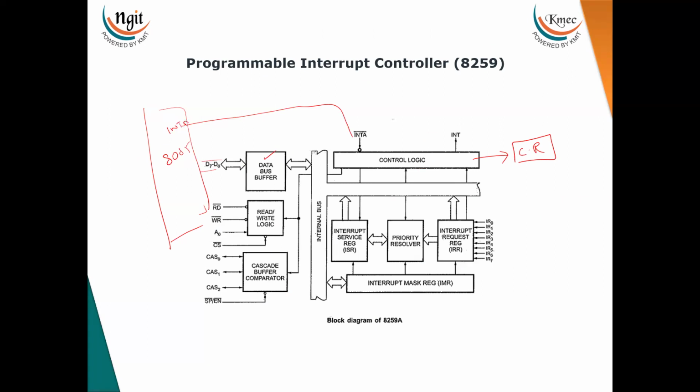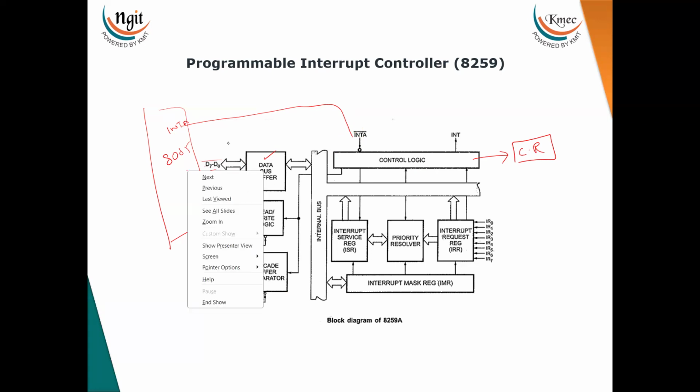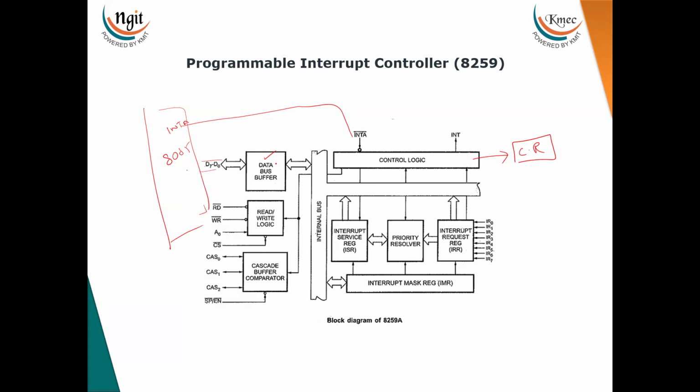Again INTA will be sent to the 8259. Thereby it will send the lower order address to the 8085. Again it will send the acknowledgement signal to the 8259. Again the 8259 will send the higher order address. Now here, three times. The first one is what?